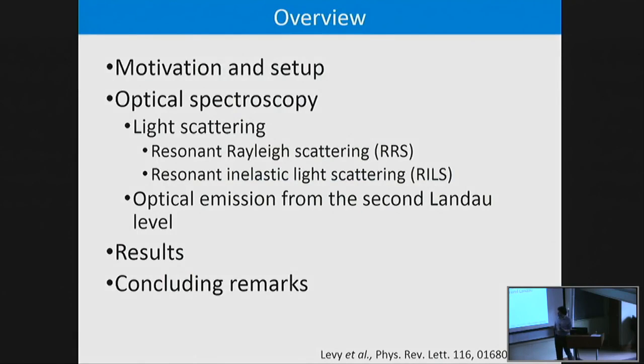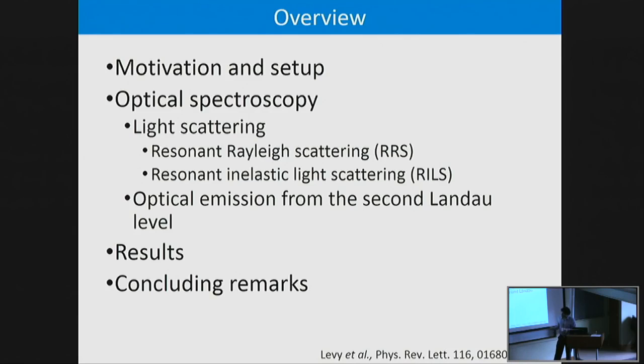So just a quick look at what we're going to be talking about today. I'm going to discuss a little bit about the background, the physics of the second Landau level, the competing phases, and the methods we use. Why it is we use optical spectroscopy, and how in this experiment we used light scattering, resonant elastic and inelastic, to lend greater meaning to the results from our optical emissions before getting into the results themselves.